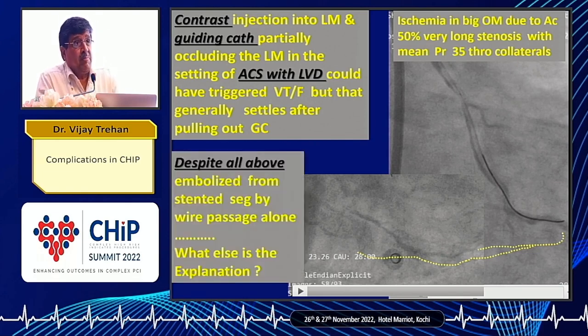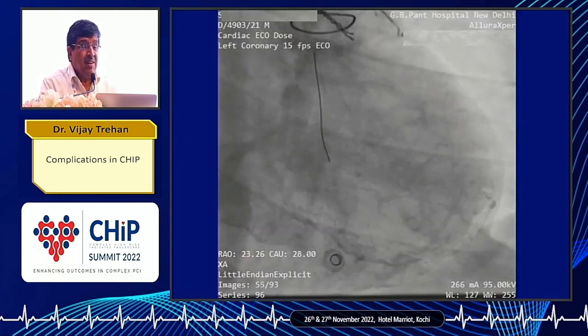Well, it is still possible that rather than a thrombus being formed on the wire, the thrombus got pushed from the vein graft into this distal circulation. I think it is a far-fetched idea. If anybody can offer me a better explanation, I'll welcome that.